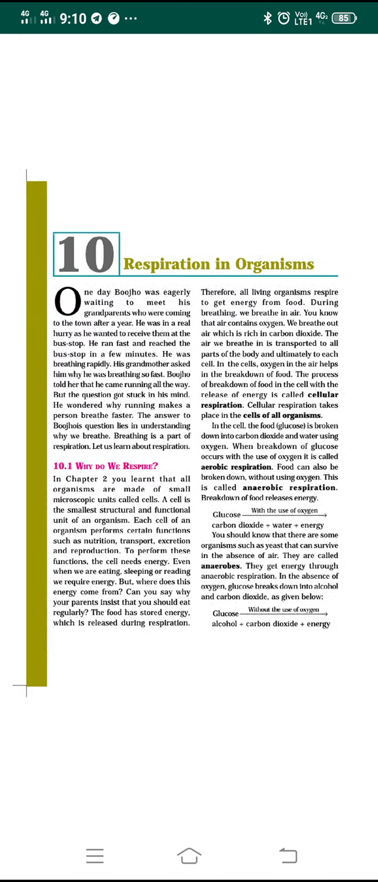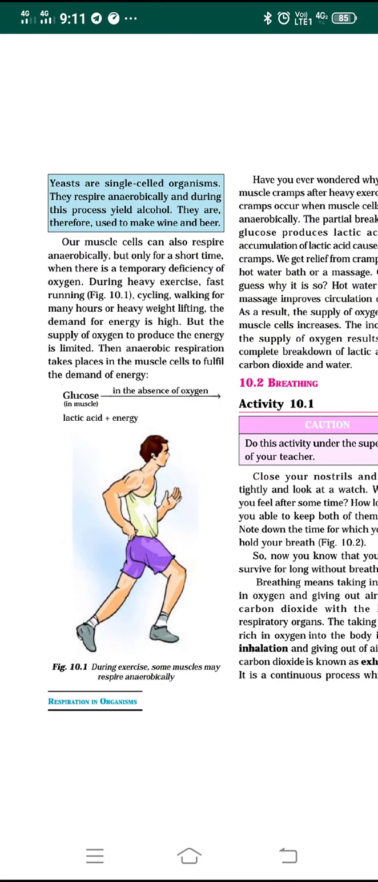Now let's move on to the next concept: how some microorganisms undergo anaerobic respiration. We have heard about yeast, which I just mentioned. Yeast are microorganisms, single celled organisms. They respire anaerobically, and during this period they yield alcohol. So organisms such as yeast respire without the use of oxygen and produce alcohol as a byproduct.